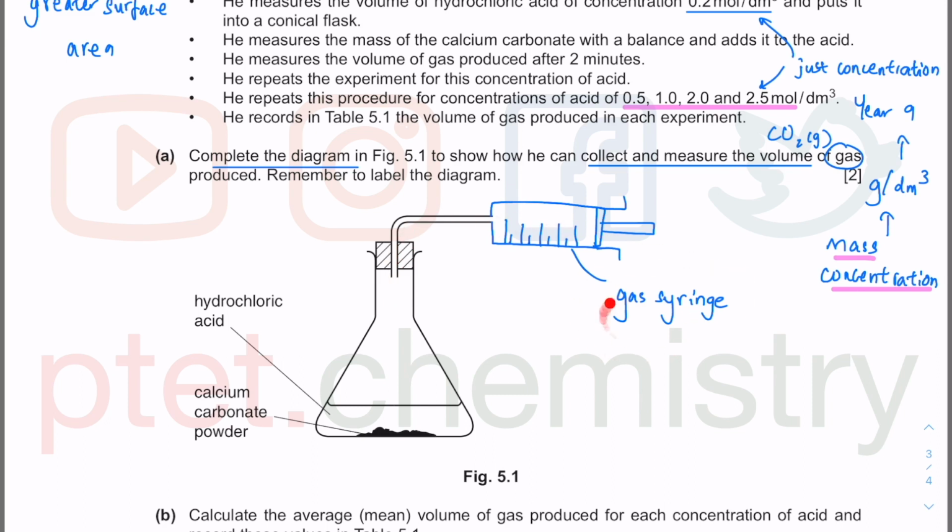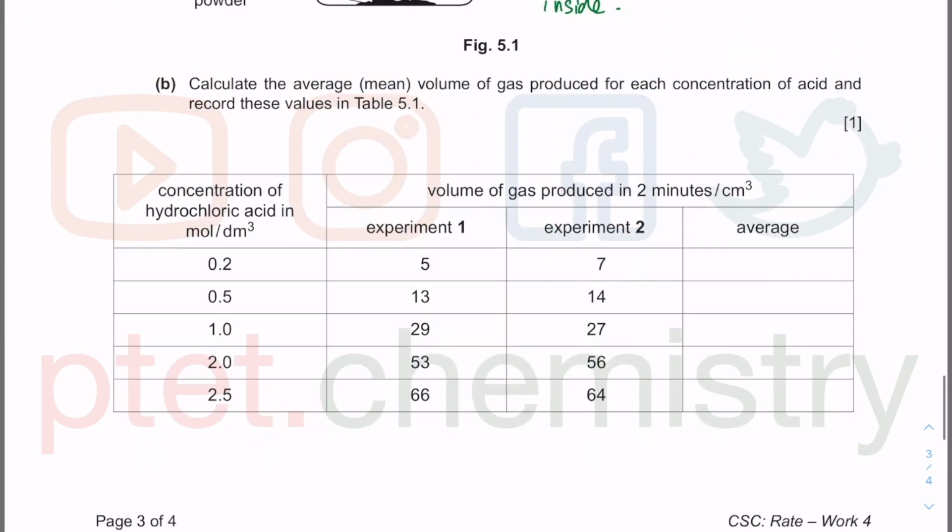This is the labeling part of this apparatus. They are very, very important. And of course, we can just say carbon dioxide gas collected inside there. Okay. The next part of this question, calculate the average or the mean volume.